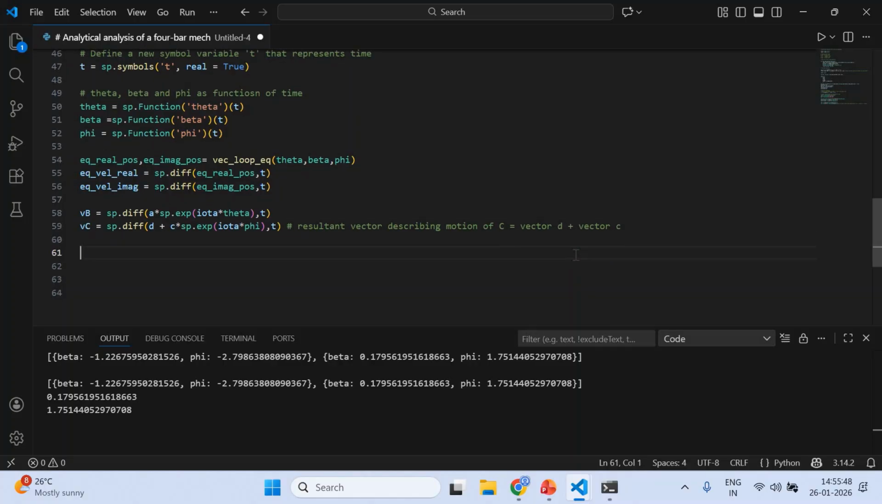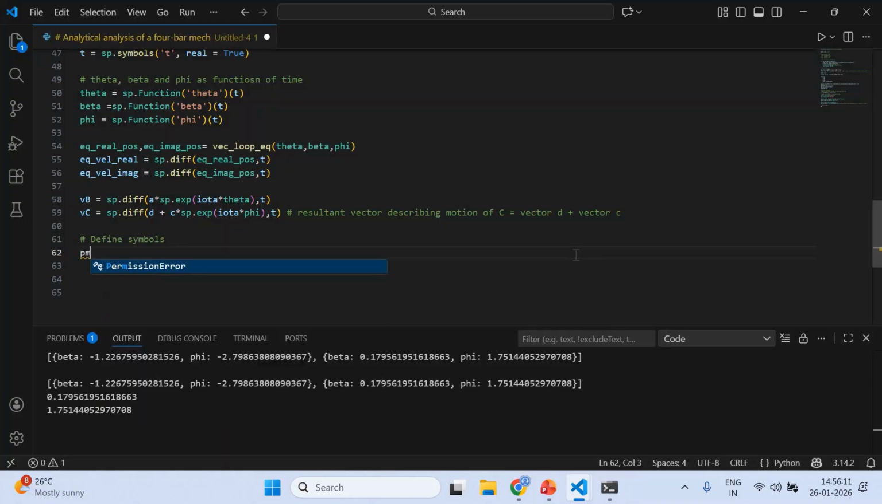Now after this, once we have differentiated all the equations and once we have expressed the linear velocities in terms of the parameters theta and phi, after this we will start making the substitutions. Now just remember, after this we need to again define symbols. So now I am going to define the angular velocities as symbols, omega AB, then omega BC, then we have omega DC.